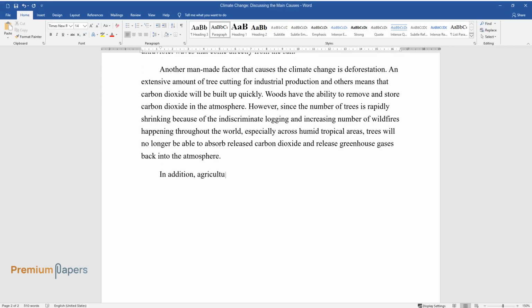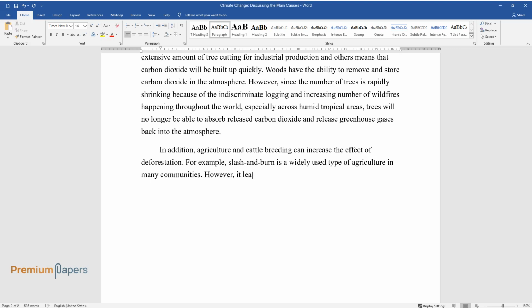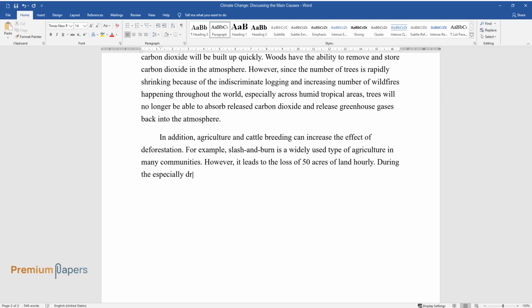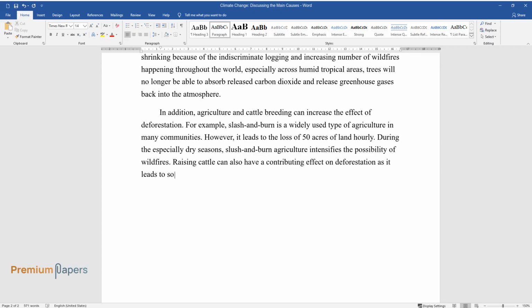In addition, agriculture and cattle breeding can increase the effect of deforestation. For example, slash and burn is a widely used type of agriculture in many communities. However, it leads to the loss of 50 acres of land hourly. During the especially dry seasons, slash and burn agriculture intensifies the possibility of wildfires. Raising cattle can also have a contributing effect on deforestation as it leads to soil desertification through extensive overgrazing.